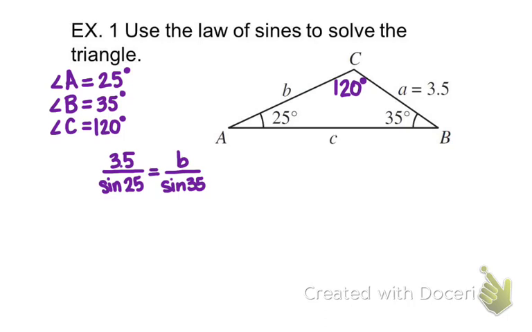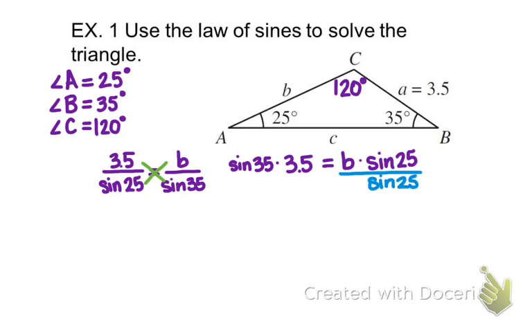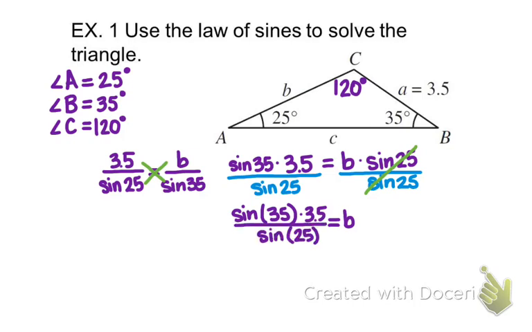Okay, so to solve our proportion, we're going to cross multiply. So that's going to give me sine 35 times 3.5 equals b times sine 25. So my goal is to get little b by itself. So to do that, I'm going to divide by sine 25 on both sides. On the right-hand side, the sine 25s are going to cancel. So then b will be sine of 35 degrees times 3.5 divided by the sine of 25 degrees.